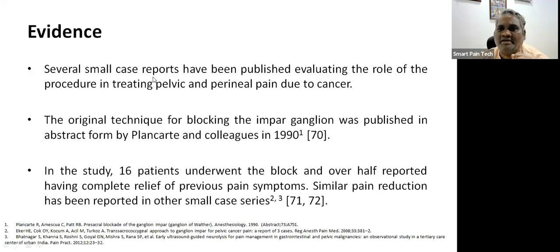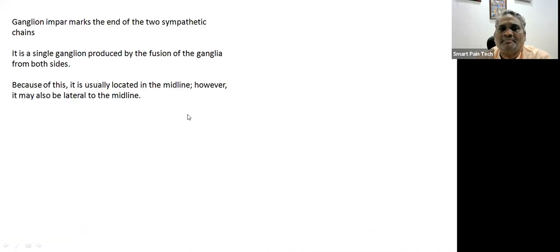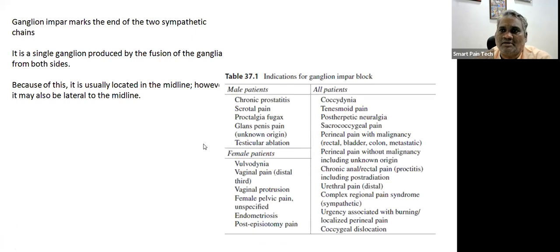There are small case reports which say that for pelvic and perineal pain due to cancer, it has a good role. There is a study by Plancarte, another by Bhatnagar, and one in 2008, and this one in 2012 by Bhatnagar, in which 16 patients underwent the block, and almost half reported complete pain relief. So this is the ganglion of Walther block.